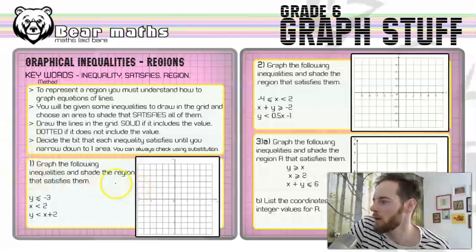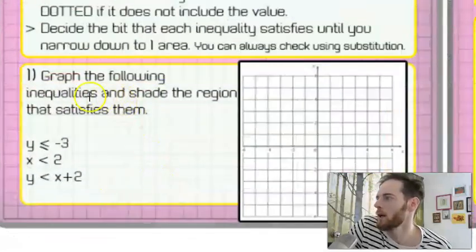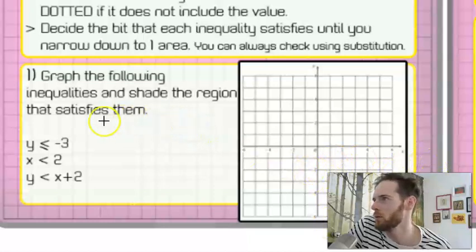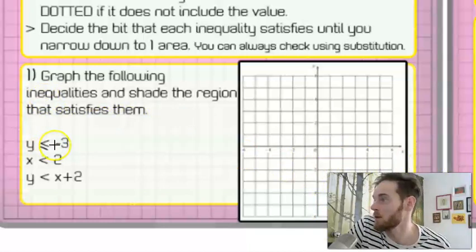So, graphing number one, let's have a little look and zoom in to this. Graph the following inequalities and shade the region. I hope I'm not covering too much of the graph there with my mug on this video, but we will see what happens. So, graph the following inequalities, shade the region. y is less than or equal to -3.